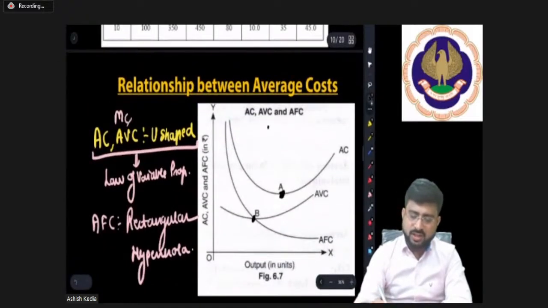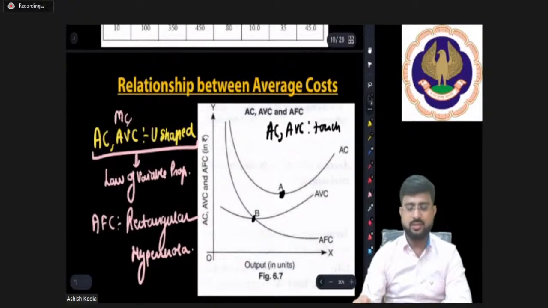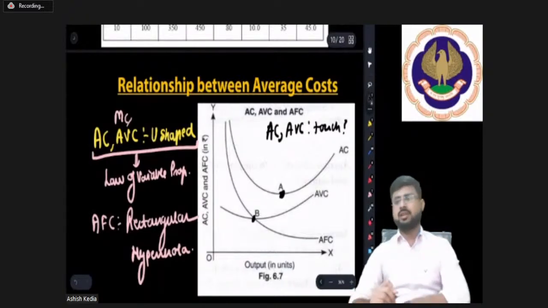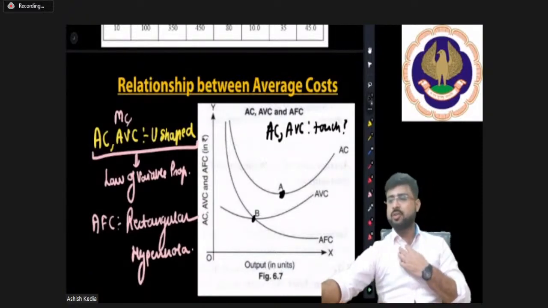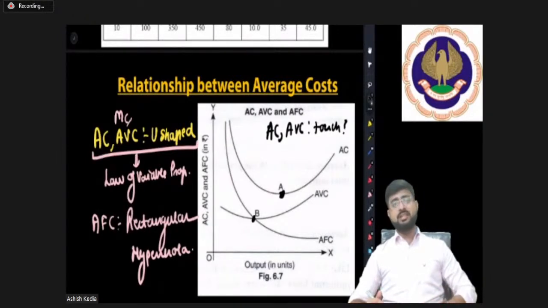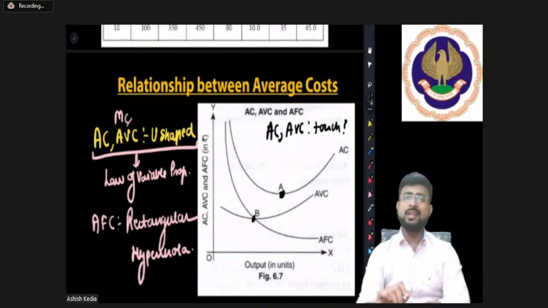My question is, can AC and AVC touch each other? What do you think, guys? Can they touch each other? Is there a point where it is possible that AC and AVC can meet each other in real life? Your opinion, please, everyone.